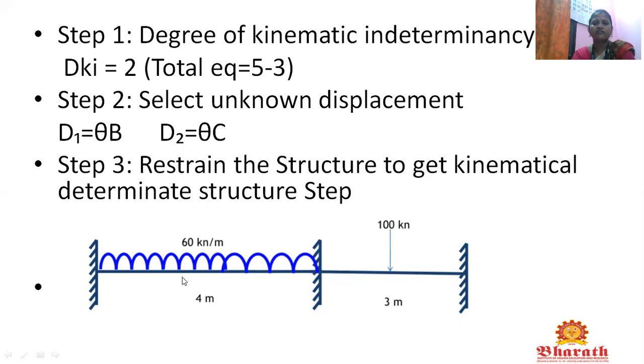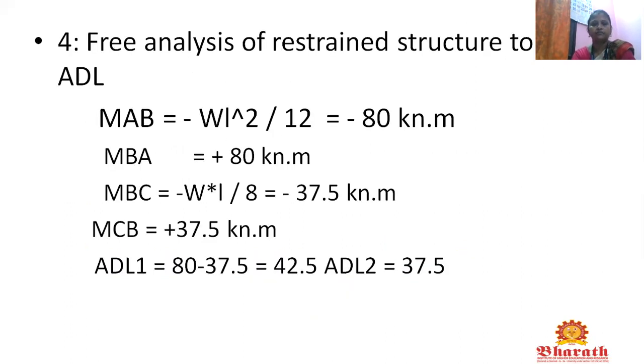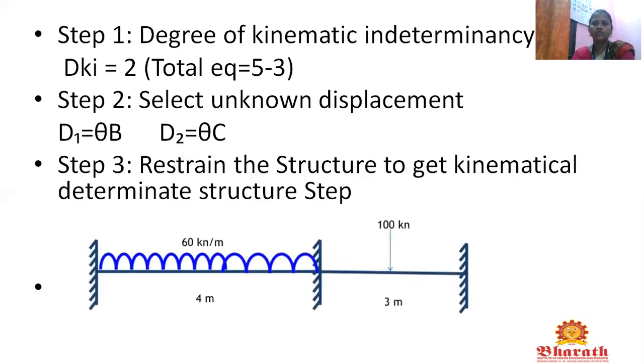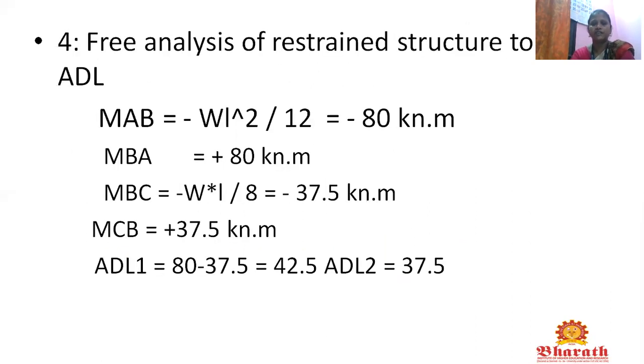Afterwards we have to draw the diagram. So A, B, C with fixed supports and the given loads, I have drawn. Next, the fourth step is the analysis of the restrained structure to find ADL. First we have to calculate the fixed end moments for AB, that is MAB.